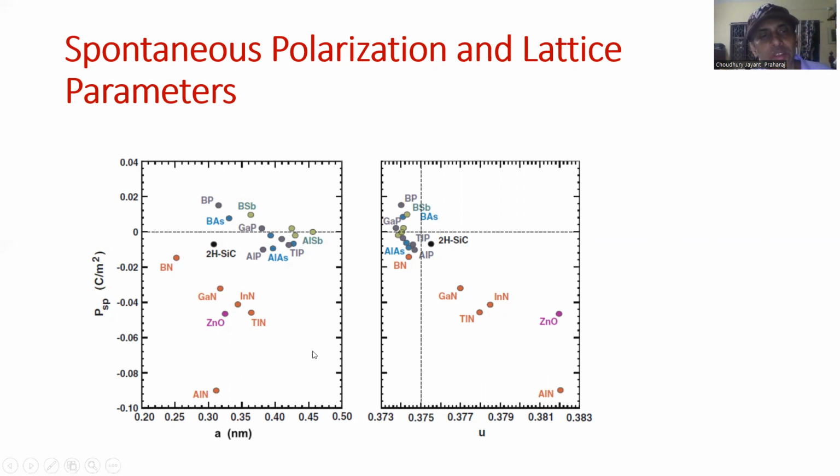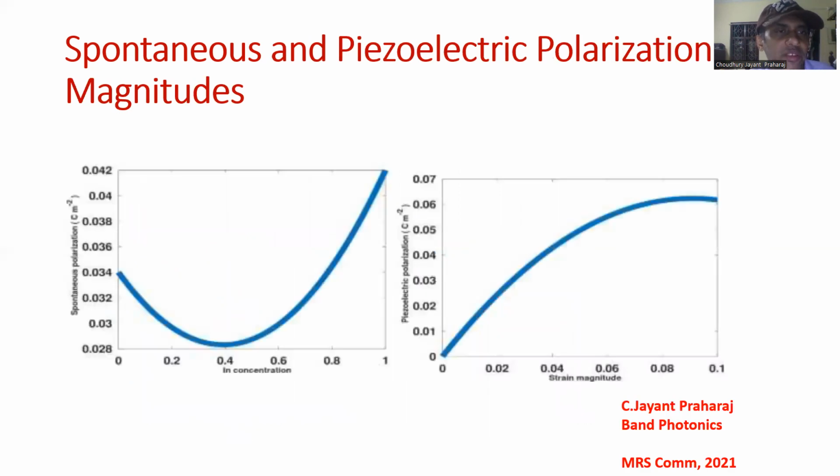So those can be calculated from band structure calculations also, and that can be determined experimentally also using various kinds of heterojunction layers. For example, we can experimentally determine the spontaneous polarization parameters and then correlate them with the lattice parameter. These are some typical magnitudes of spontaneous and piezoelectric polarization as we vary indium concentration in these materials.